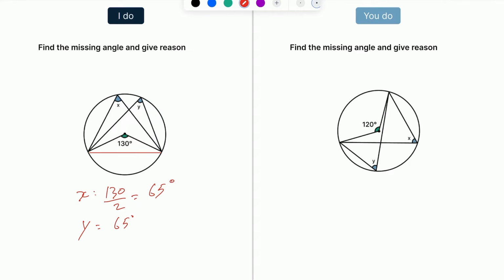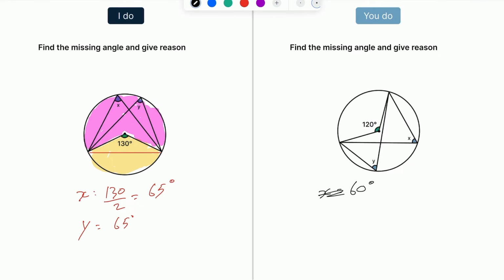And the final check is that they're both in different sectors, which they are, because the green bit I can see is inside the minor sector, and I can see the other two are inside the major sector. If the green angle was inside the same sector as pink, which is the major sector, you would then subtract it from 360 to get it in the opposite sector. So again here, x is going to be a half of that, which is 60.